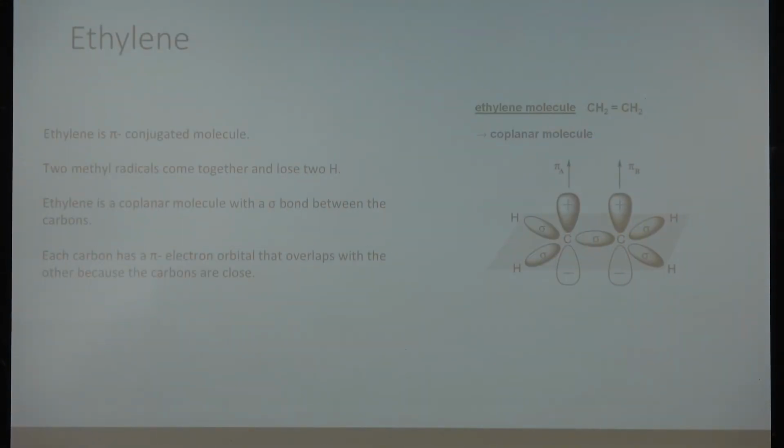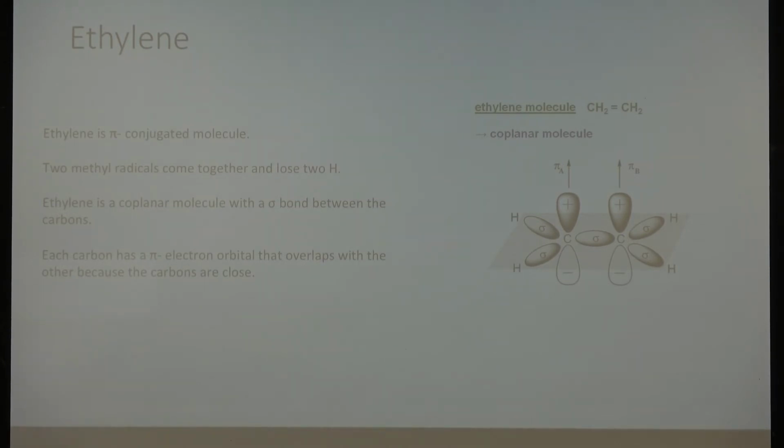Okay, so what if we now combine two of these into ethylene? So here, ethylene now is a pi conjugated system. Two methyl radicals come together, you lose a hydrogen, and each carbon has a pi electron orbital that overlaps with each other because these carbons are close. So now you can form this pi bond, which we've seen before.